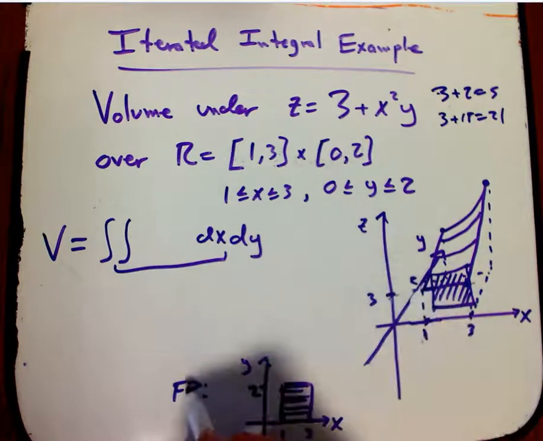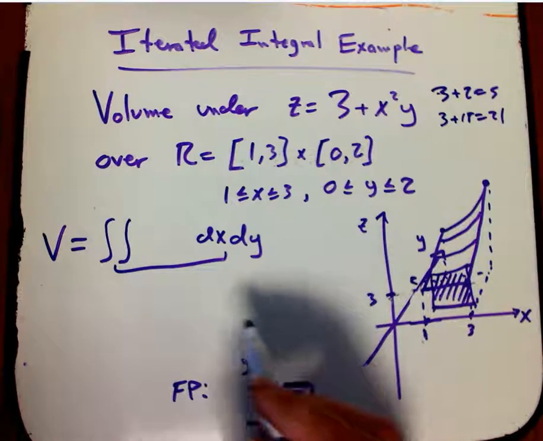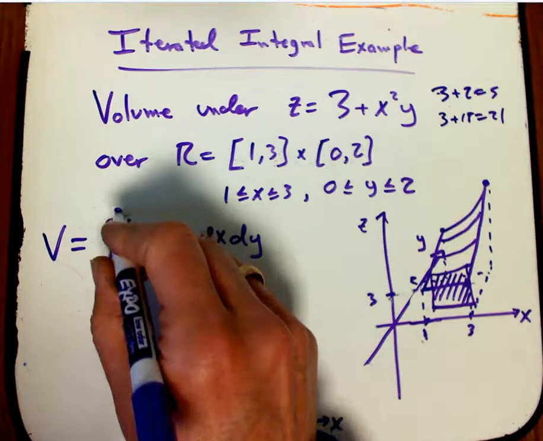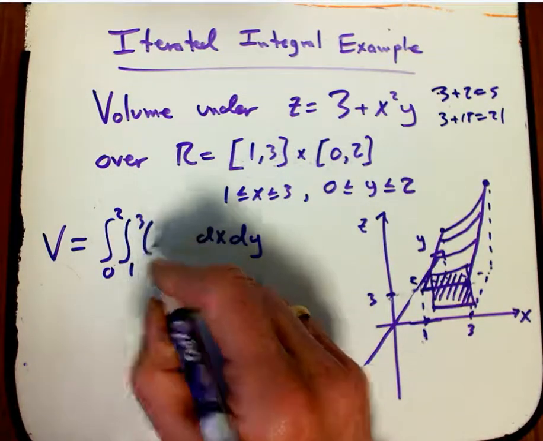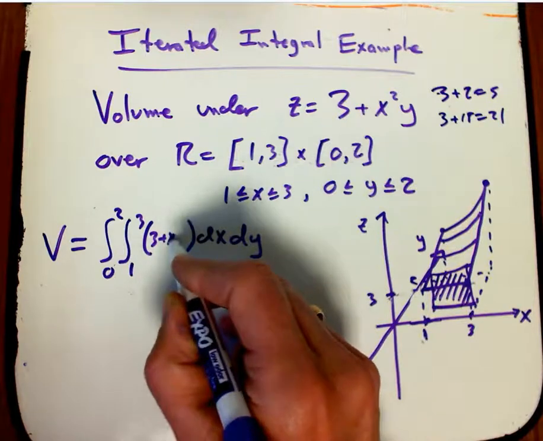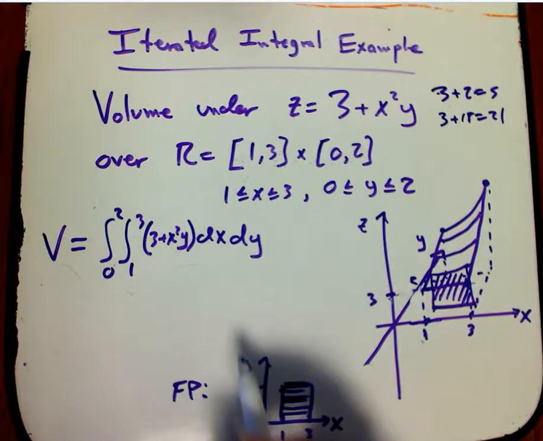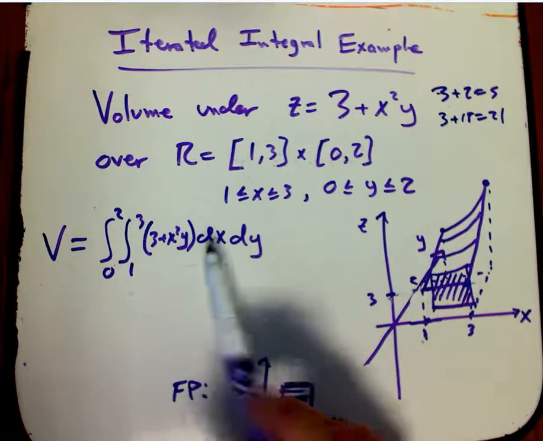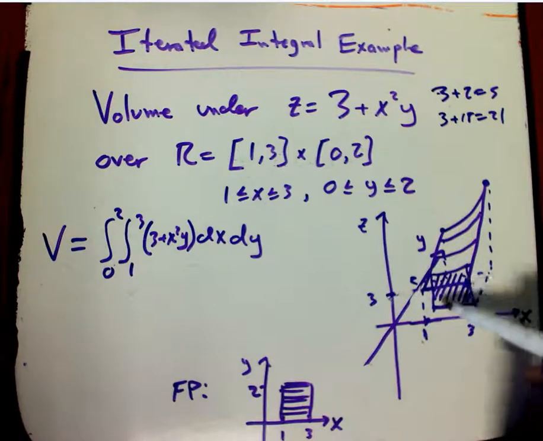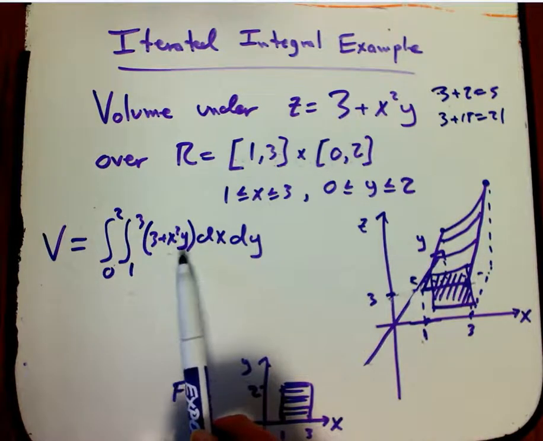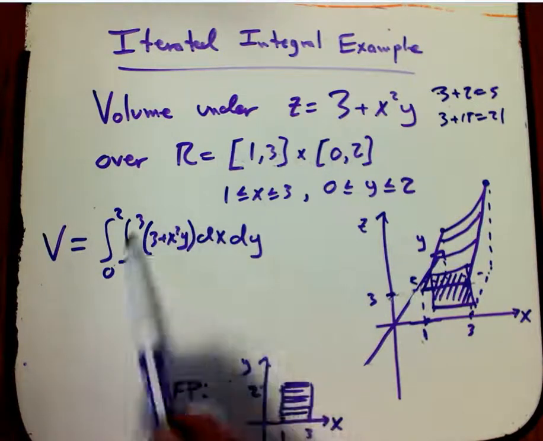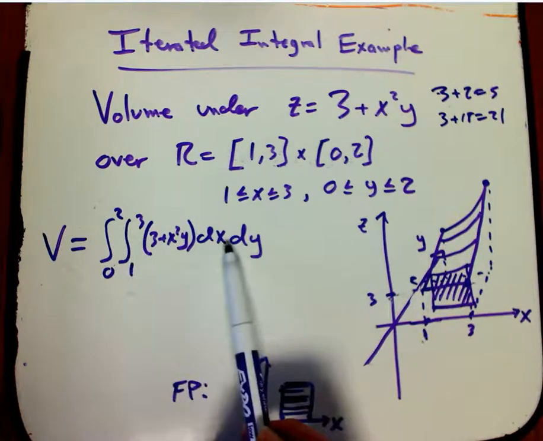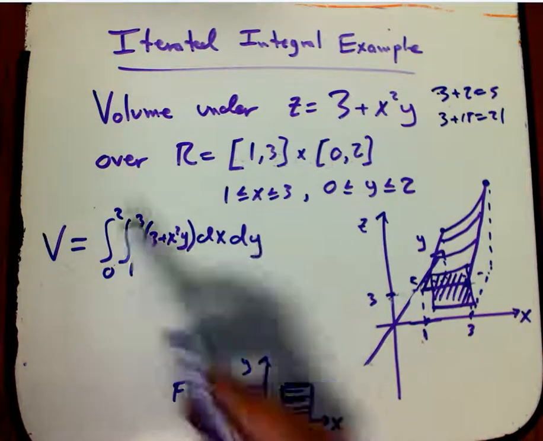Okay, I have a longer video if you want to watch the intro to iterated integrals that's about the idea, but let's just set it up. So y is going to go from 0 to 2, x goes from 1 to 3, and see if I can squeeze it in. 3 plus x squared y is the height. So this 3 plus x squared y dx, that integral is going to give us the cross-sectional area of each slice. Because it has a y in it, it's going to be a function of y. The x will go away because that's being integrated out, but the y will remain. Then those will be the areas of the cross-sections times the thickness, and we'll integrate that.